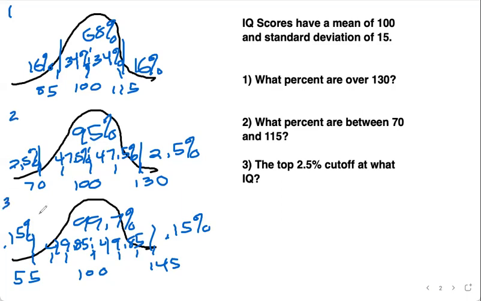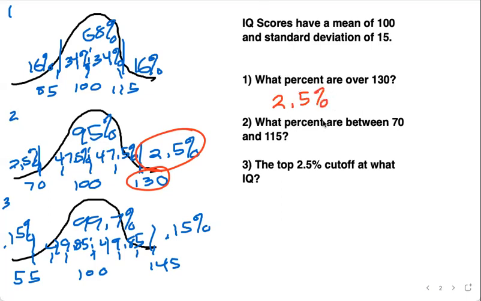So basically, if you're just dealing with the 68, 95, 99.7 rule, this is what you need to know for all the percentages. So they could ask anything. For example, what percent are over 130? Okay, well, 130 is over here. That's for 2 standard deviations, and above 130 would be 2.5%.